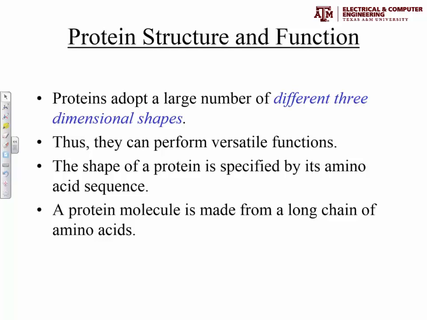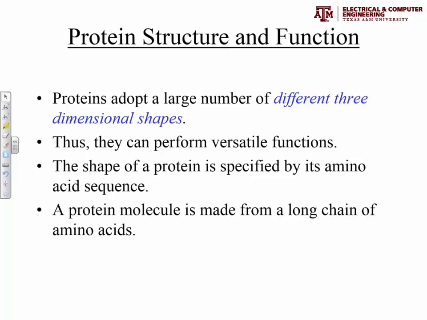Now for a protein, structure is everything. They have exactly the right shape that is needed for the specific function for which they are designed. So proteins adopt a large number of different three-dimensional shapes, and thus they can perform versatile functions. I gave you an example: hemoglobin has exactly the right number of amino acids in the right sequence, so that it has the right shape to bind an oxygen atom and carry it from the lungs to the tissues.